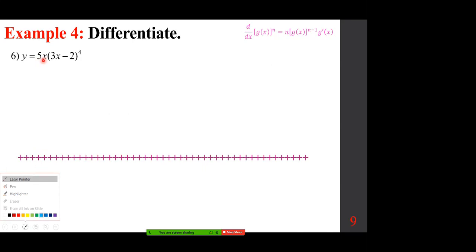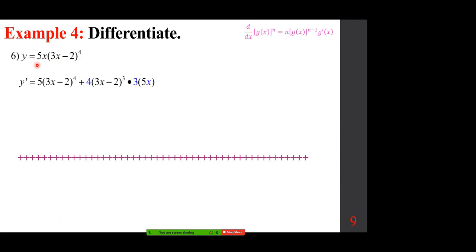The derivative of 5x is 5 times 3x minus 2 to the power 4, plus the derivative of this piece is 4 times 3x minus 2 cubed times 3 times 5x. And again, we are done with calculus. We are going to rewrite this second piece as 4 times 3 is 12 times 5, 60x times 3x minus 2 quantity cubed.